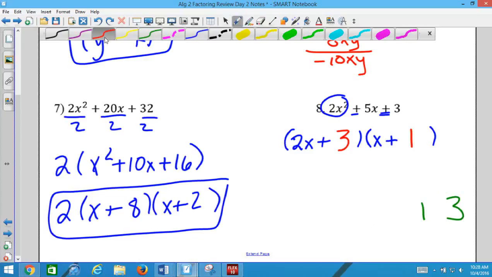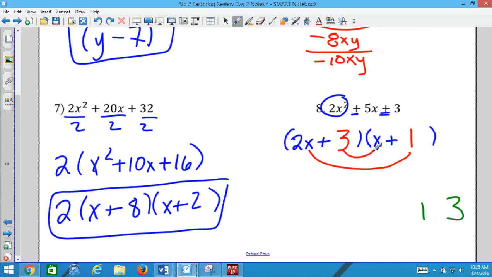So I'm going to check by doing my FOIL, and I multiply on the outside, and I get 2x, and I multiply on the inside, and I get 3x. When I add them, do I get 5x? Yes. So did I pick the right one? Yes.